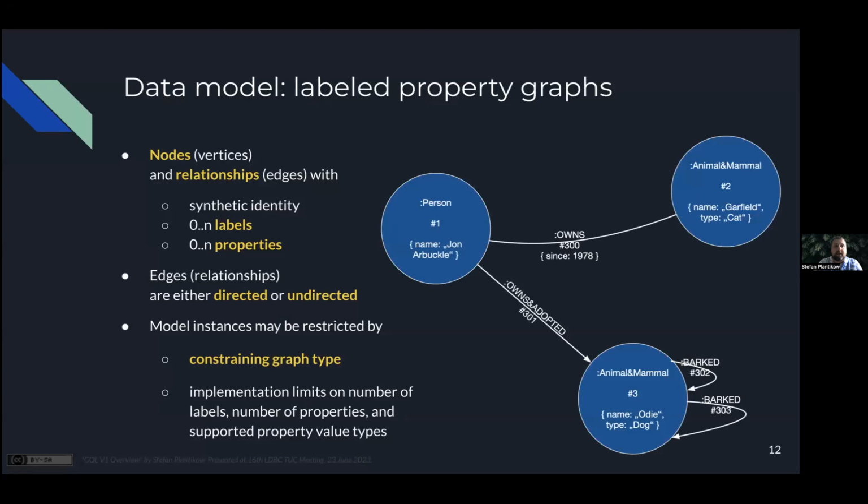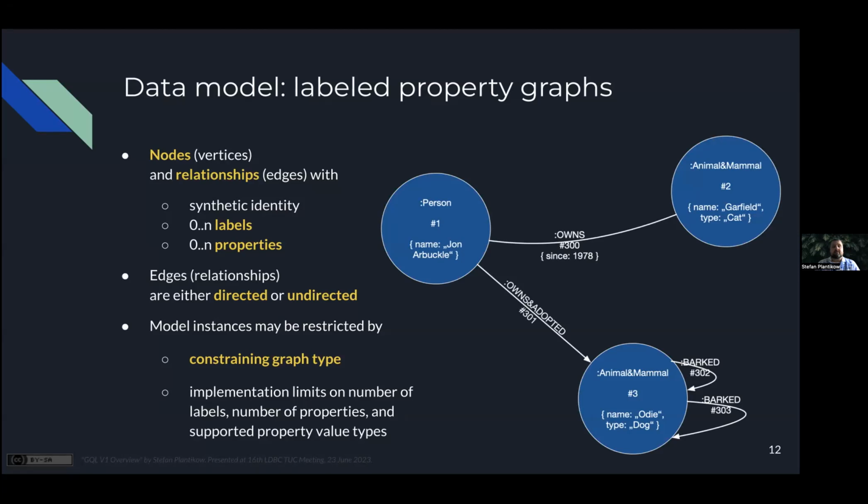Speaking of the data model, I already mentioned it. The data model that we have standardized, labeled property graphs in its full generality, consists of nodes or vertices and relationships or edges, which have a syntactic identity, which can have 0, 1 or more labels, which can have 0, 1 or more properties. And that's kind of it. It's a multi-graph model, so there can be multiple edges between the same pair of nodes that otherwise look identical.